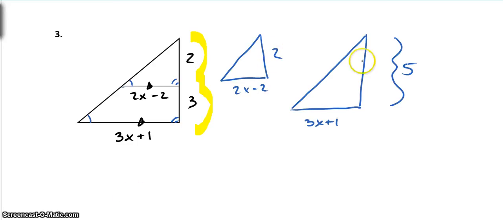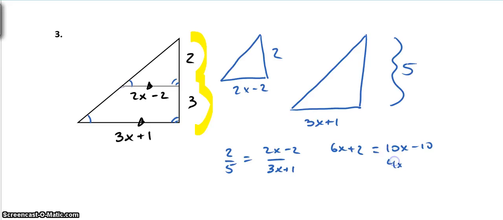So I have, let's go side over side. So 2 over 5 equals base over base. So I went little side over big side equals little base over big base. So again, I was consistent, and that's why this works. So 6x plus 2, I distribute my 2, distribute my 5, subtract my 6x, add my 10, and x is 3. So if the direction said solve for x, we'd be done there. If it said find the measure of a segment, we could substitute in that value and find the other ones.